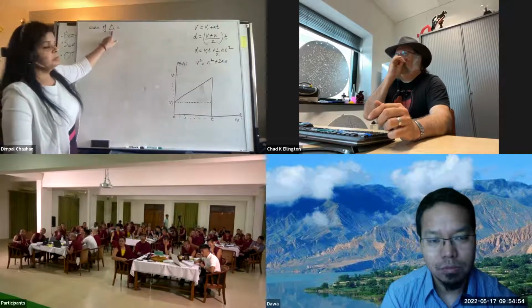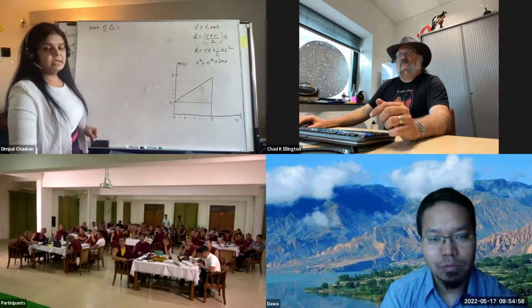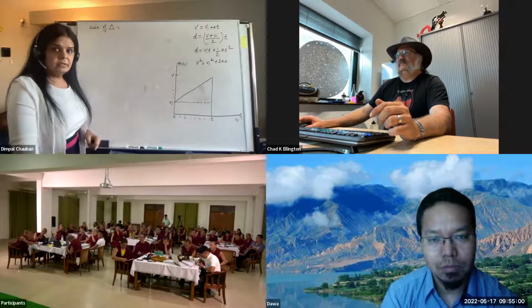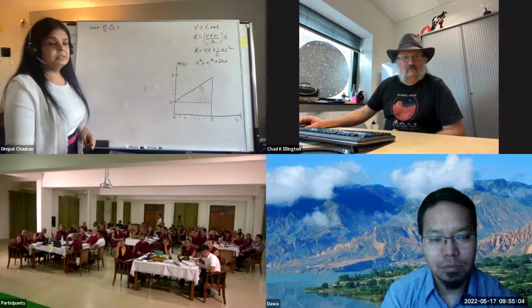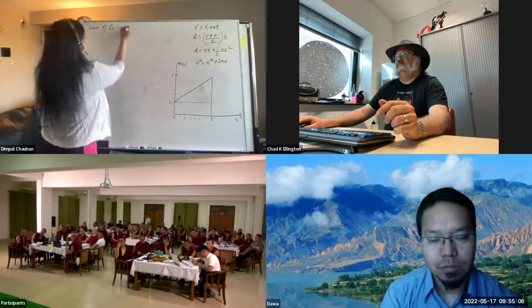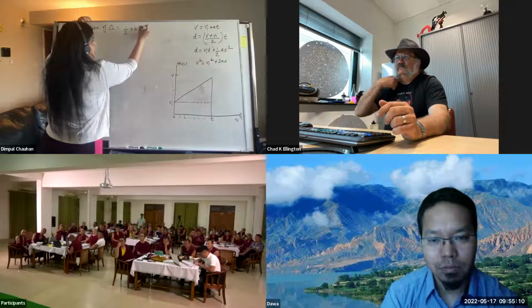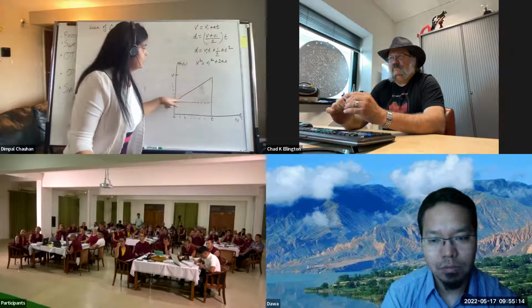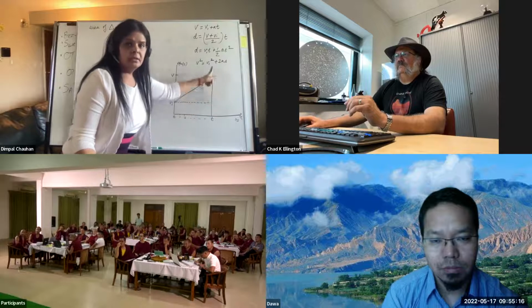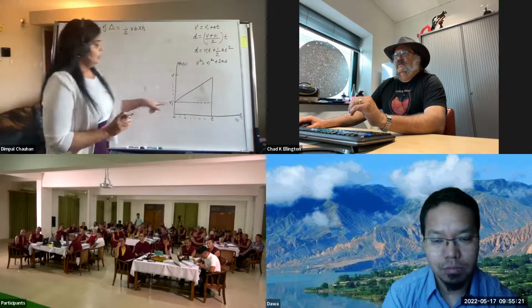In math, we can also write the triangle as this instead of writing the whole thing. So what's the area of the triangle? Side by side, divide by 2. Yes, so half into base into height. And where is the base? This is the base. This is the height. So what will be the area of the triangle in this case?